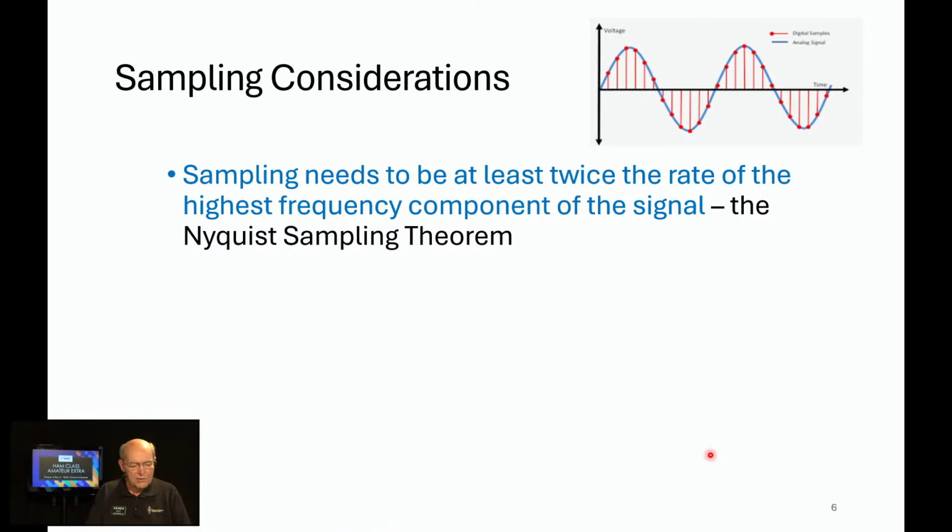So some more considerations now for sampling as we build on what we've talked about. First of all, the Nyquist sampling theorem is central to everything that's done in sampling. And it states, and this is in blue text, sampling needs to be at least twice the rate of the highest frequency component of the signal. So that's important to remember. When we get into anti-aliasing filters, that's going to play a part. This particular diagram, we're showing about 10 samples in a full cycle.